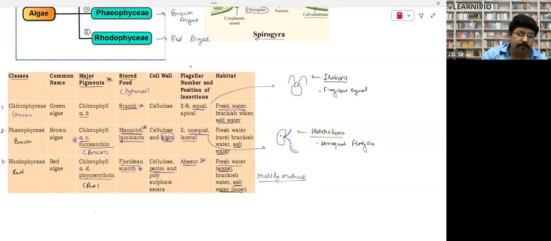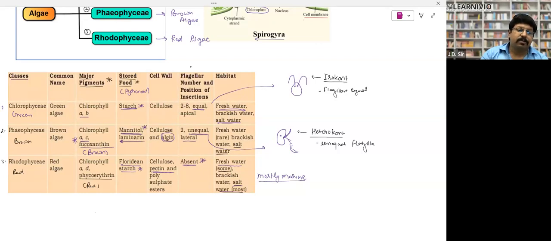Second most important thing, food storage. In green algae, starch is stored in the pyrenoid. In brown algae, mannitol and laminarin are stored. In red algae, floridean starch is stored, right?